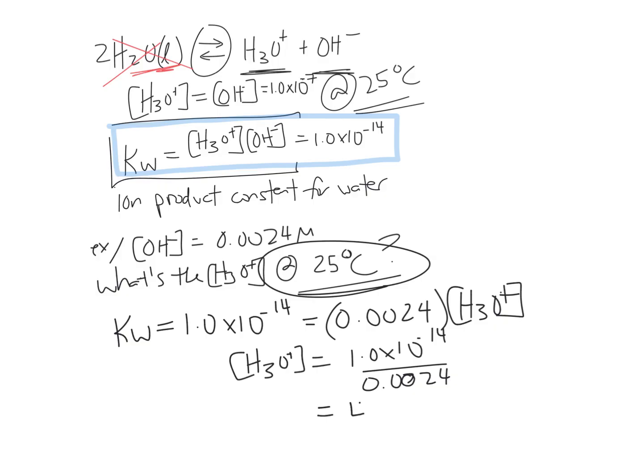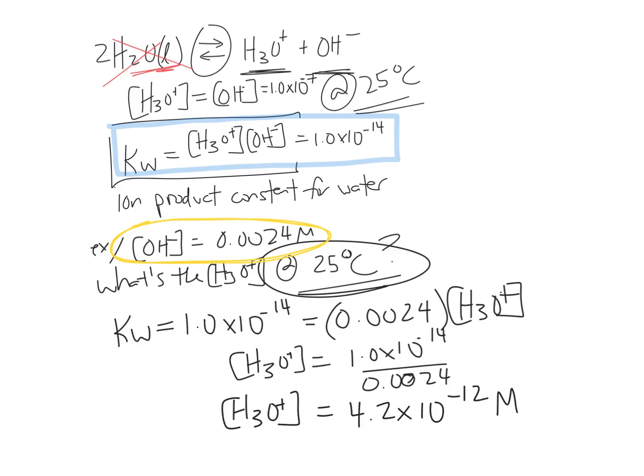Okay, I did that. It looks like it turns out to be 4.2 times 10 to the minus 12. Now, that's moles per liter, by the way. Now, you could ask yourself, does this seem to be correct? Well, remember that they have to multiply to be 10 to the minus 14. So this one here, the hydroxide ion, it's relatively high, right? This is a basic solution, or an alkaline solution. So we would expect the complementary hydronium ion concentration to be really low, and in fact it is. So it looks right, okay?